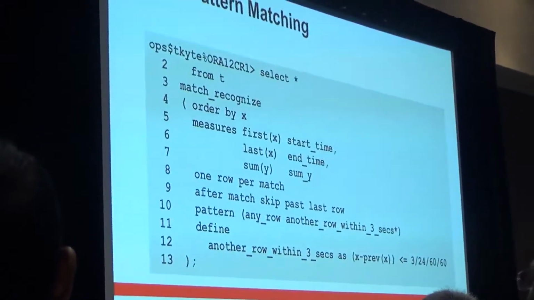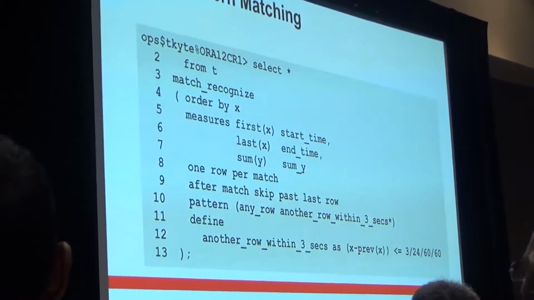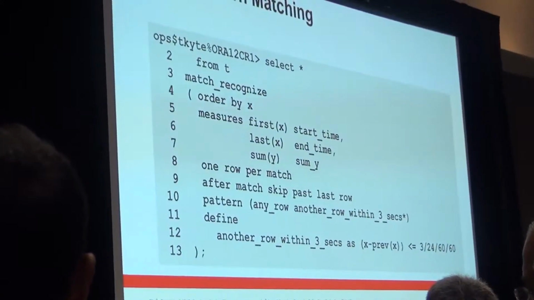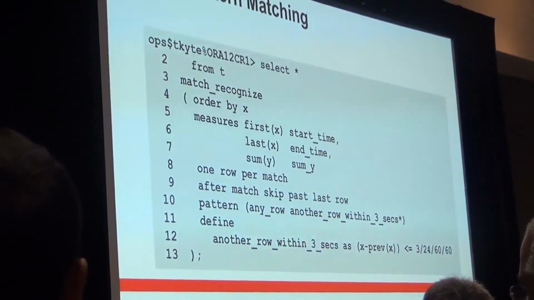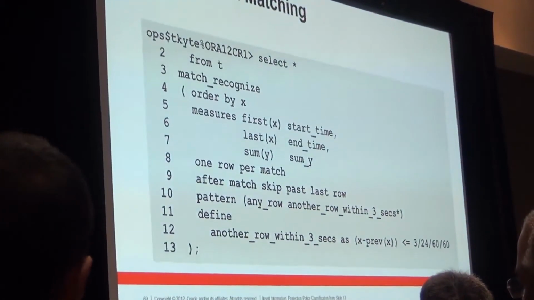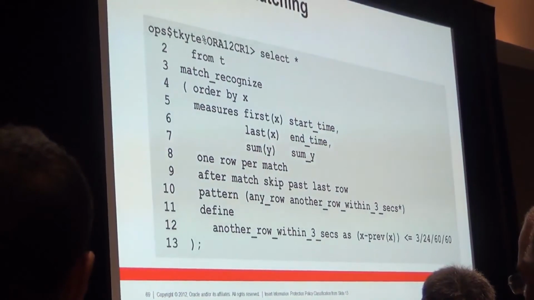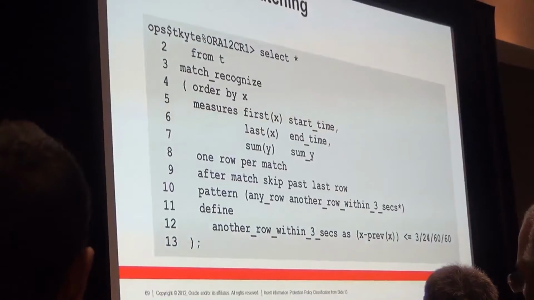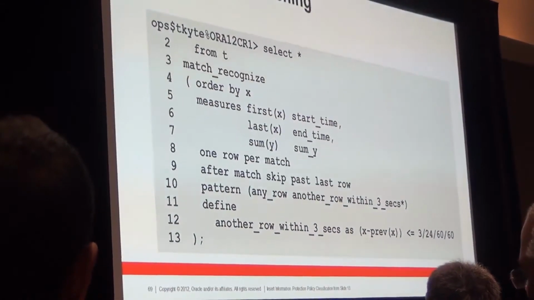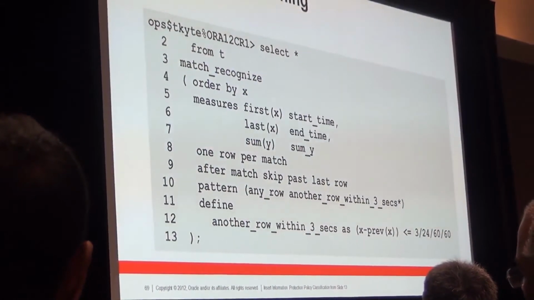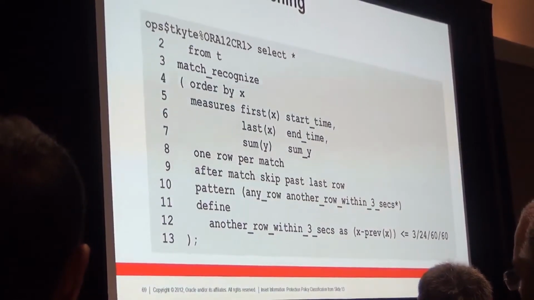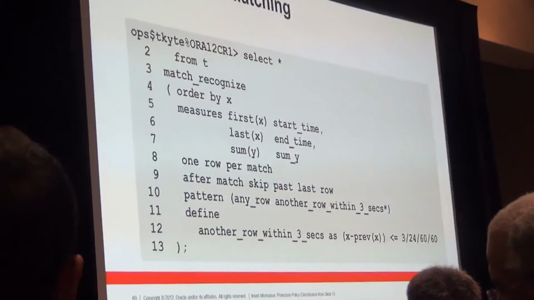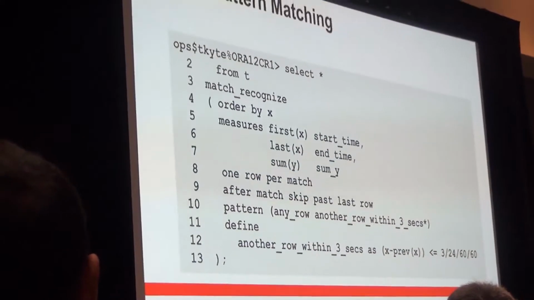Another row within 3 seconds is not part of the syntax of this row pattern matching. It's just a correlation name, an identifier I made up to make the query easier to read. Another row within 3 seconds is defined as my row minus the previous row is less than or equal to 3 seconds. Now the asterisk on the end of the pattern is part of the regular expression. That means I have to find any row that's followed by 0, 1, or more rows that satisfy this condition.